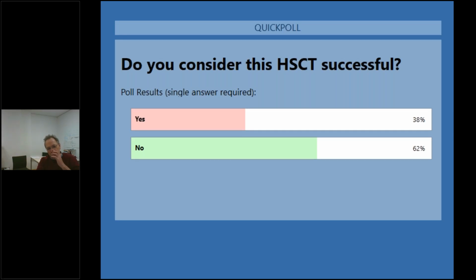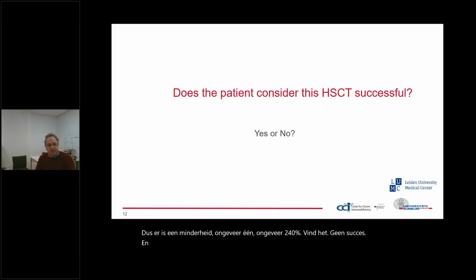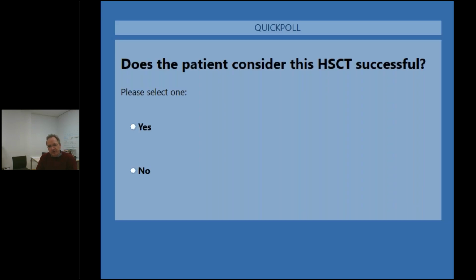For this question, we have 62% no, while 38% think yes. So the majority said no. So there's a minor, sort of 40% approximately find it not a success. And now the same question: do you think the patient considers this a success? Maybe you find this a similar question as the previous one, so we might have the same sort of result, but we will see.